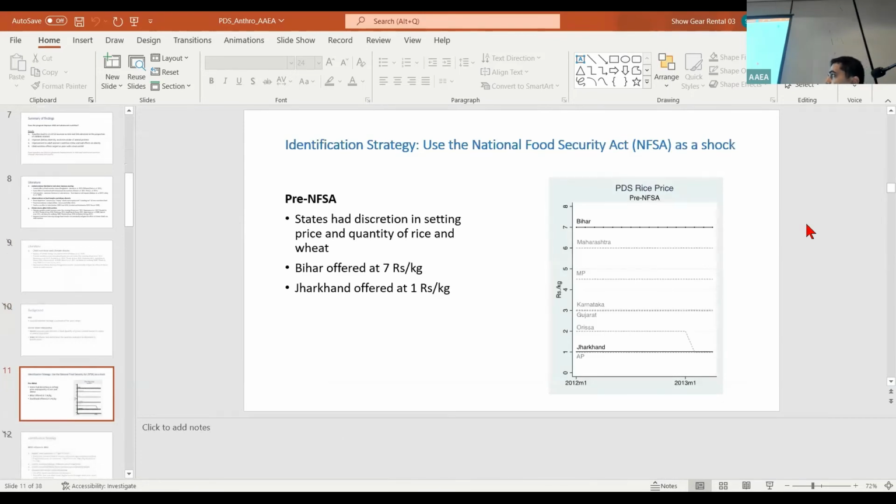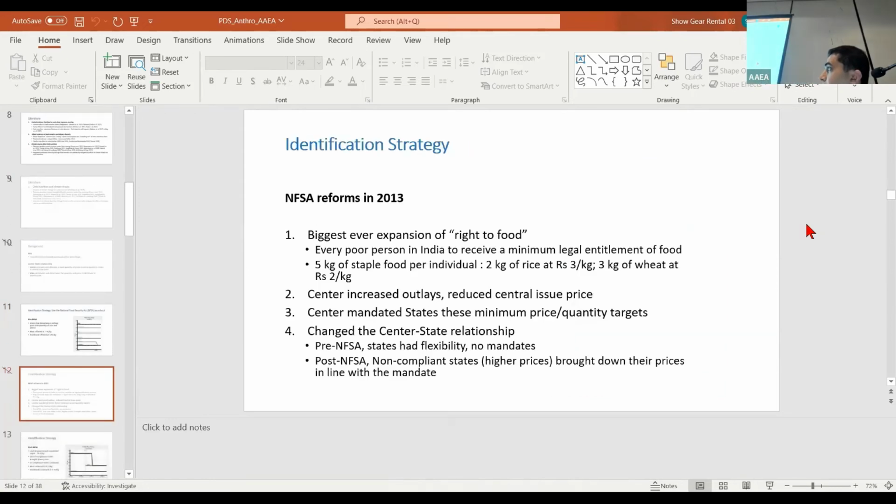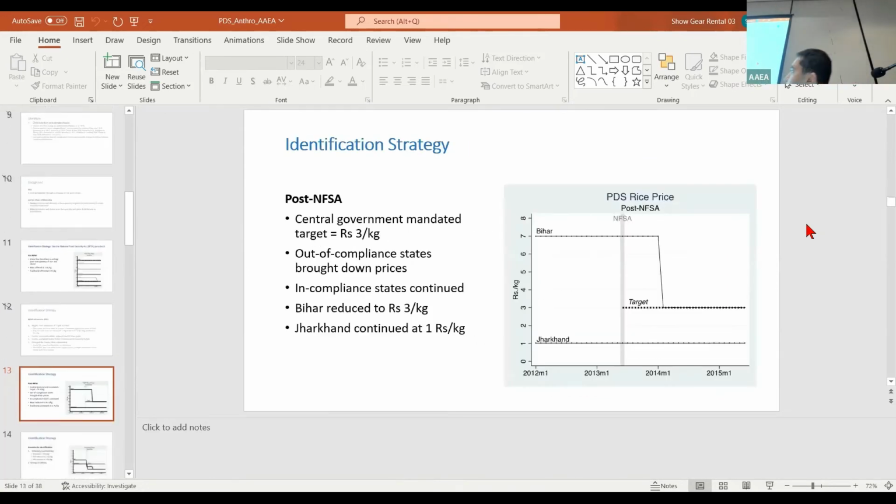So going on to the identification strategy. Before NFSA, as I mentioned, states had a lot of discretion in which they set the prices. These are the 8 states in the data that we use. As you can see, Bihar was selling rice at 7 rupees per kg, but Jharkhand was selling it at 1 rupee per kg. And after NFSA set this target of 3 rupees per kg, the states that were out of compliance, like Bihar, had to bring it in line to meet the target. But the states that were already compliant continued as they are.